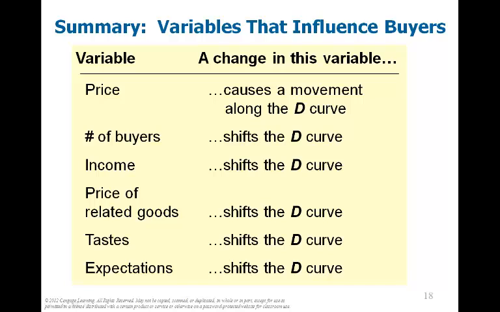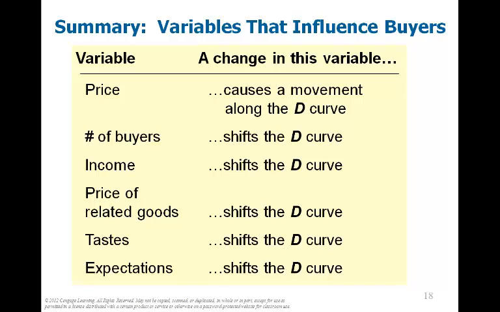Okay, so to sum up what we've learned about the demand curve: a change in the price of a good will cause a movement along the same demand curve. A change in anything else related to demand will shift the entire curve. If there's an increase in the number of buyers, that'll shift the demand curve to the right. If there's a decrease in the number of buyers, it'll shift the curve to the left. If there's an increase in your income, that'll shift your demand for normal products to the right. It'll shift your demand for inferior products to the left.